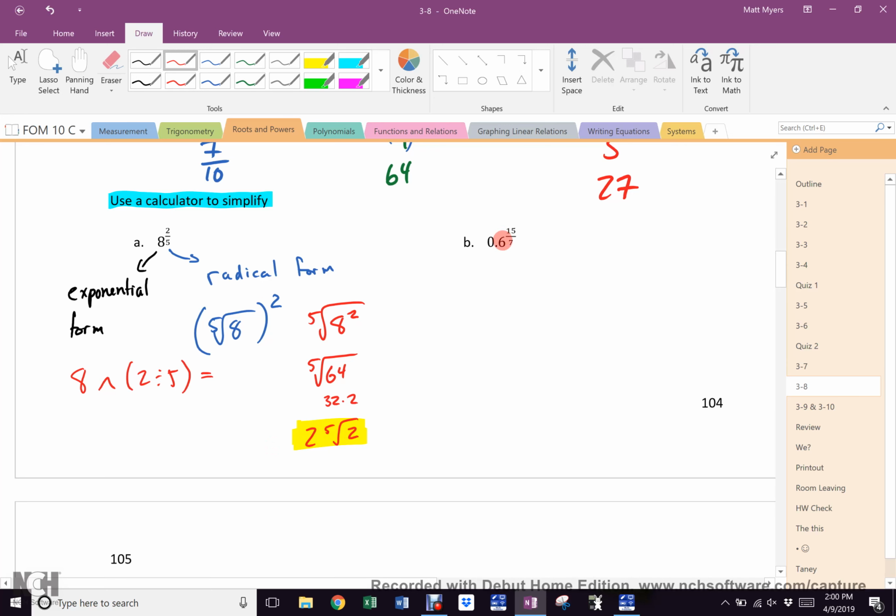Okay. Now let's look at this one. Does this one have a chance to work out nicely like this in any way? No, it's going to be a giant mess because that's a decimal, right? So I'm going to look at that and I'm going to say, I can't do anything with that. The best I could do is radical form. And what would radical form be? 7th root. You could put 6 over 10, or you could leave it as 0.6 to what power? 15. Right?